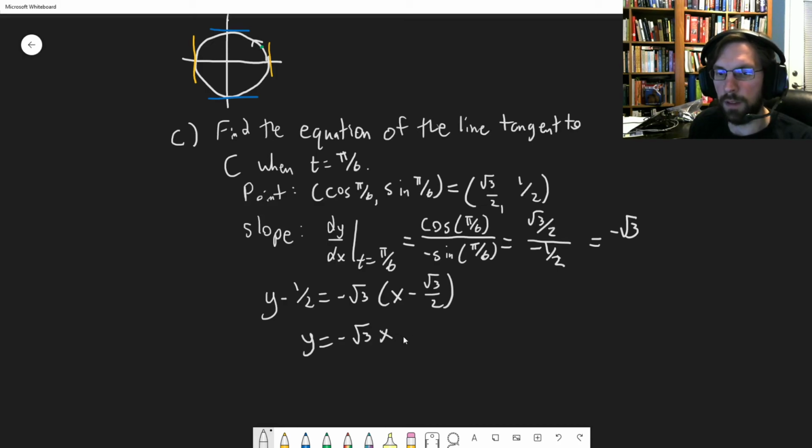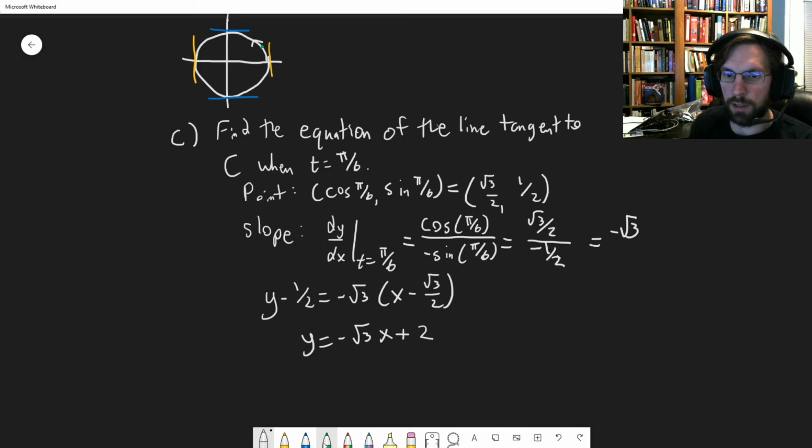Then we get plus root 3 over 2 times root 3 over 2, that's 3 over 2, plus a half becomes plus, yeah, plus 3 over 2 plus a half, so plus 4 halves is plus 2.